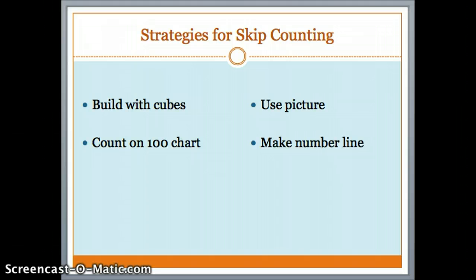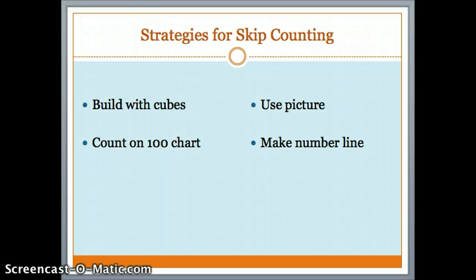Here are some strategies I can use for skip counting. The first is building with cubes. When I build with cubes, I can build the first floor and then build more cubes on top, making the other floors. Then I can count how many cubes I have all together. This is a good place to start when skip counting, but it's not the best to use all the time. This strategy can take a long time to build buildings, especially when we get to the 10th floor.